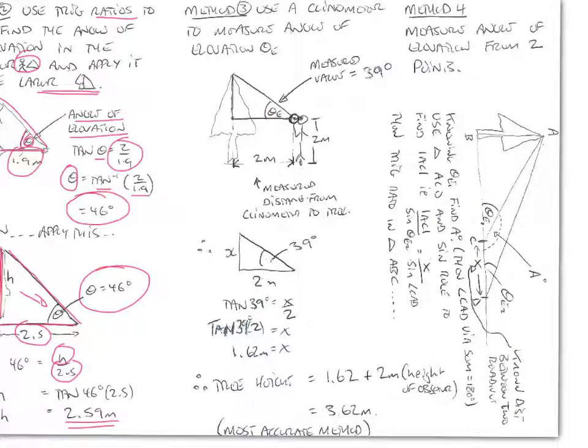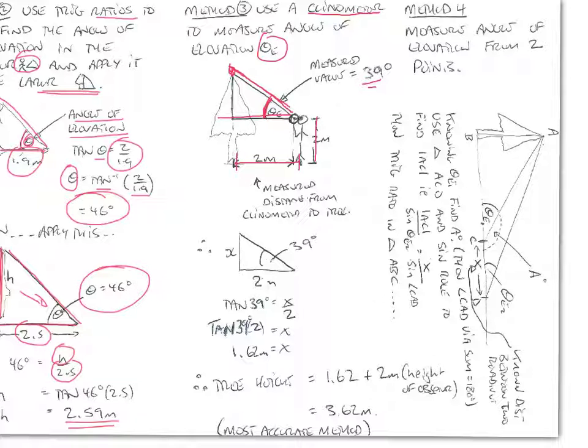So the third method is to use a clinometer to measure the angle of elevation, theta e, I'm going to call it. The idea is that the clinometer is handheld, and the observer, who knows their own height to be 2 meters, stands away from the object they want to get the height of at a set distance, in this case 2 meters, and they use the clinometer to look at the top of the tree, and that gives them an angle of elevation between the sight line and the line of sight up to the top of the tree, and the clinometer will give them a measured value of, say in this case, 39 degrees.